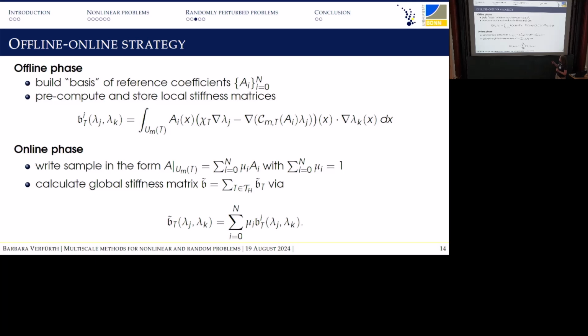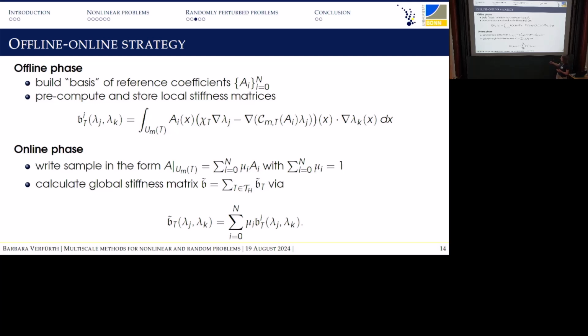And then having obtained for this specific element these coefficients mu I, I calculate a contribution to a stiffness matrix simply by taking the same combination from the pre-computed stiffness matrix contributions. I simply build the linear combination with these mu I coefficients, and then this I do for every element T, and then of course I do the usual thing, I loop over all the elements and sum up all the local contributions.